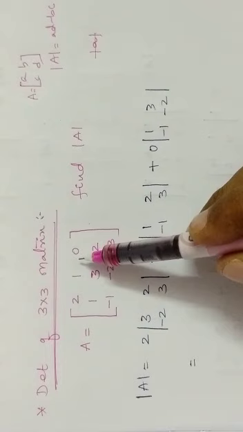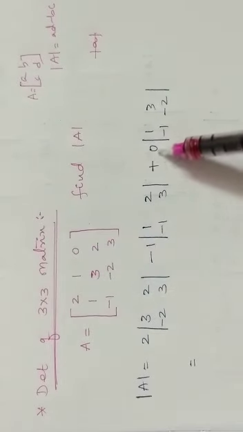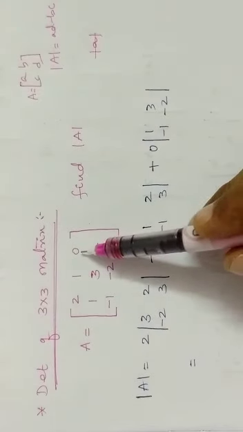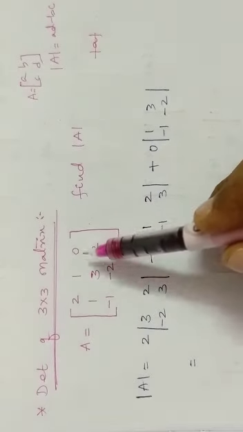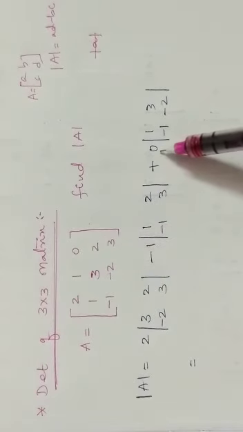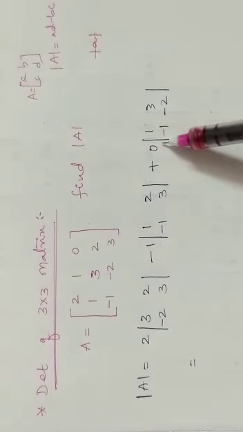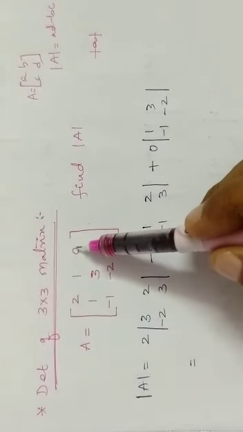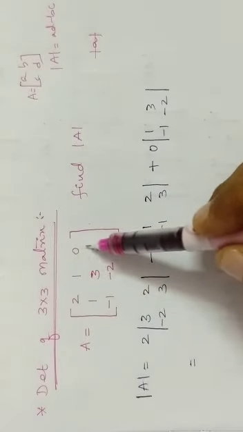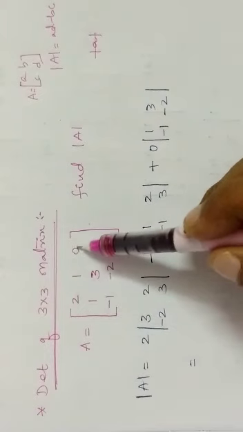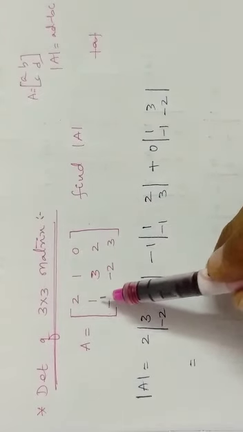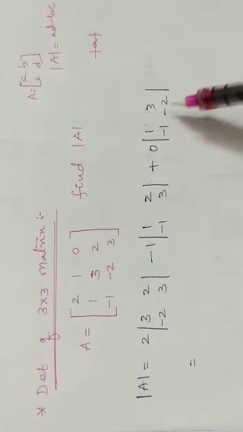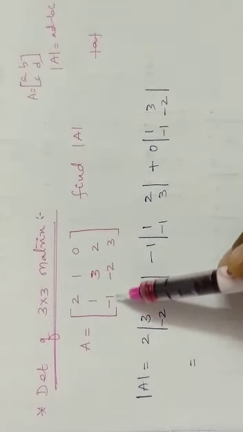here whatever be the sign, you have to take the same sign. If it is 0, plus 0. If it is 3, plus 3. Since this is 0, plus 0 into, remove this row and column. The 4 elements remaining are 1, 3, minus 1, minus 2.